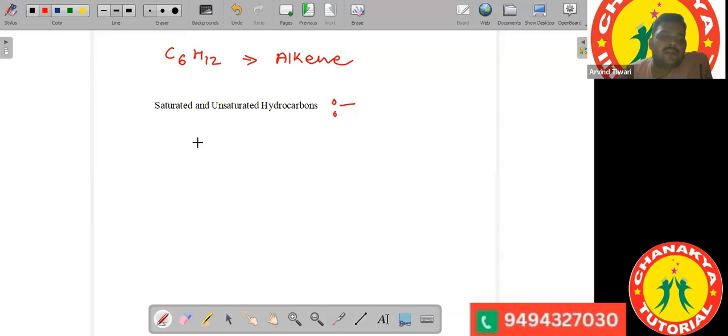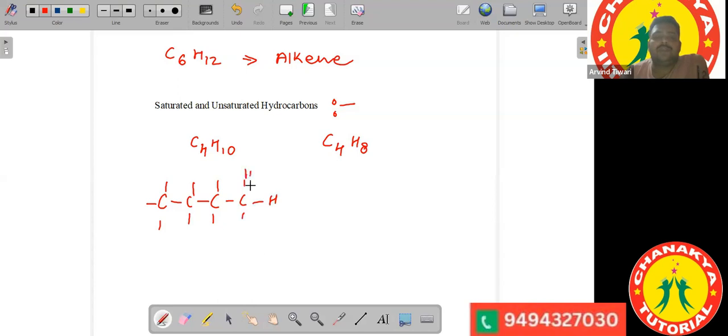So see, for example, if you take this example of C4H10, and let us take another example of C4H8, okay, and let's make the structures. So C4H10 will be with four carbon atoms all joined with the single bond. There will be hydrogen atoms linked to each carbon. So its formula will be like this. This is the structural formula of C4H10. In the similar way, we can make C4H8.